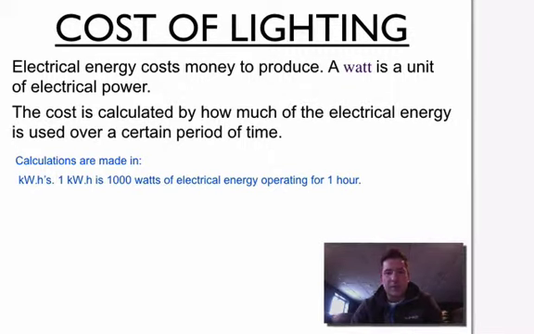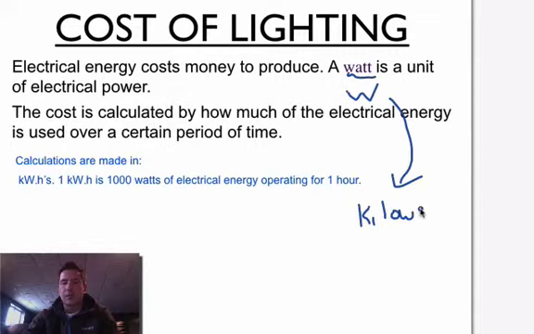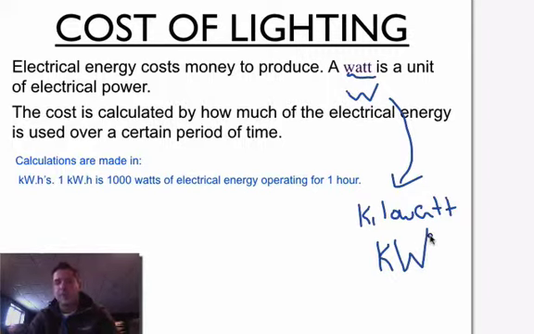Electrical energy costs money to produce, like I just said. We measure our electrical power by a unit that we call a watt. A watt is symbolized by a capital W. And a kilowatt is going to be a lowercase k and an uppercase W. So that's a kilowatt. We'll talk about the conversions of watts and kilowatts in a second.